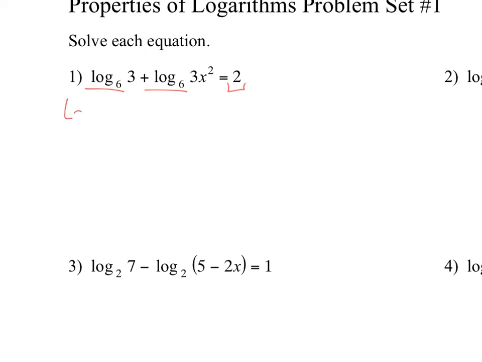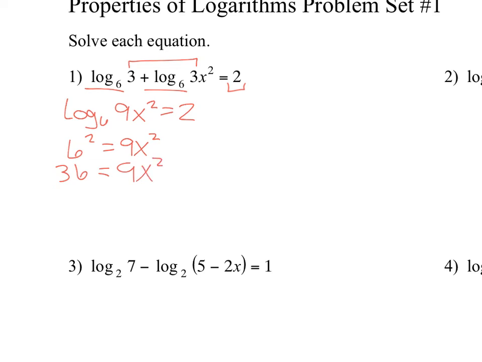So I'm going to combine this so I get log base 6 of, and I'm going to multiply those together, so 9x squared equals 2. Then I'm in a place where I can rewrite this into exponential form. You're going to be doing a lot of that on the homework here. So that will bring me to 6 to the second power equals 9x squared, and then you'll just solve from there. So you'd have 36 equals 9x squared. You'd divide, take the square root, and you'll be good.